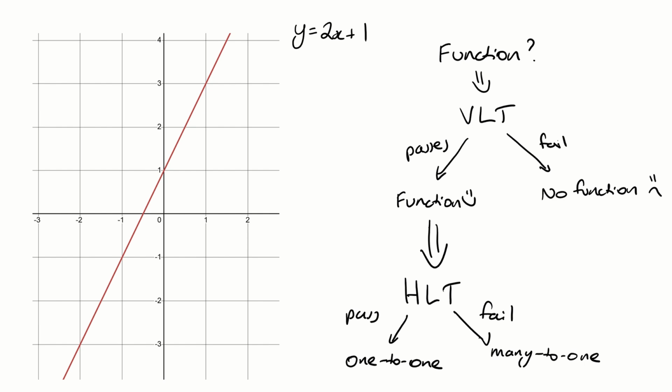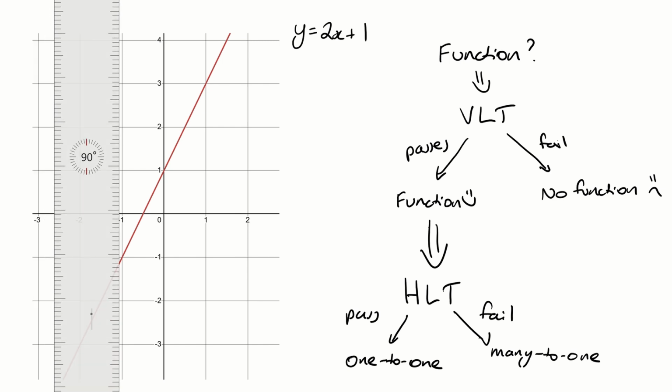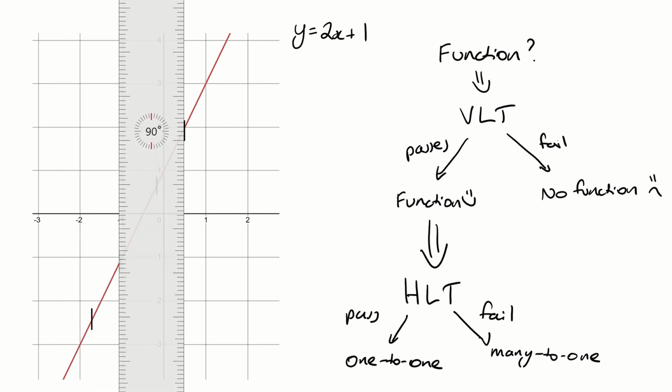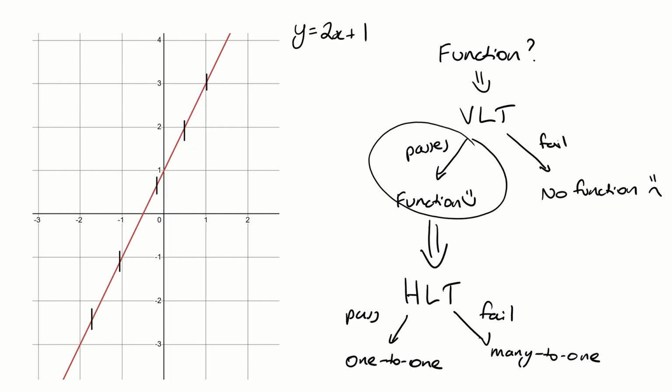Remember if we want to work out if it's a function, we're going to start with what we call the vertical line test. So we get a ruler out, and we have our vertical line and we have to check that it only ever touches our red line, or our graph, once. We can see here it's only ever touching once, and as we move this vertical line across the page, we're only ever touching the red line once. So we have passed the vertical line test, which means that we have a function, which is good.